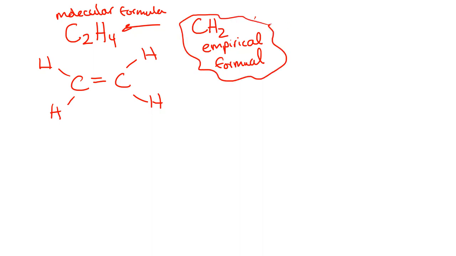This is almost a better example because here, this empirical formula cannot exist. You can't make a molecule of CH2. That doesn't exist. Carbon needs at least 4 hydrogens attached to it. If you're going to stick all hydrogens on there, you need another 2 hydrogens to satisfy the octet rule of that carbon. Okay. Question?